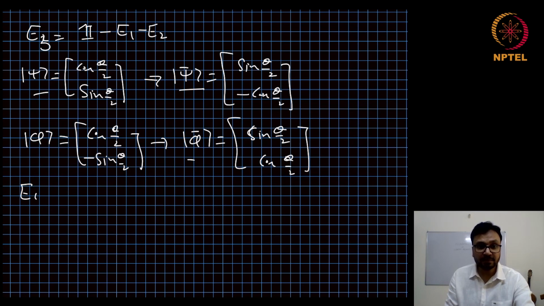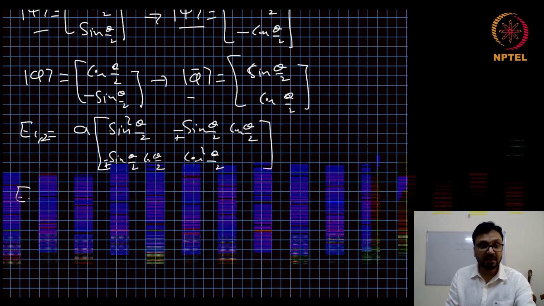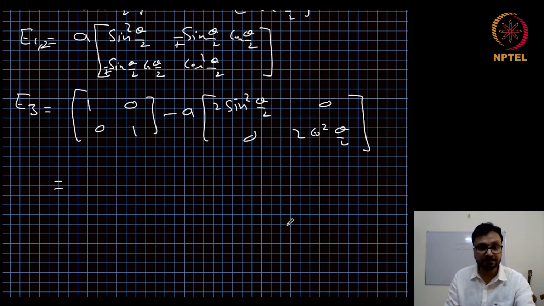So from here we can write E1 as A times the matrix with sine square theta over 2, cos square theta over 2 on the diagonal, and sine theta over 2 cos theta over 2 off-diagonal, one with minus sign, and E2 will be with plus sign. Same, just these off-diagonal elements have different signs. So E3, which is identity, 1 0 0 1, minus E1 minus E2. When we add these two, we get A times 2 sine square theta over 2, 2 cos square theta over 2, 0, 0. So we get 1 minus 2A sine square theta over 2 and 1 minus 2A cos square theta over 2.